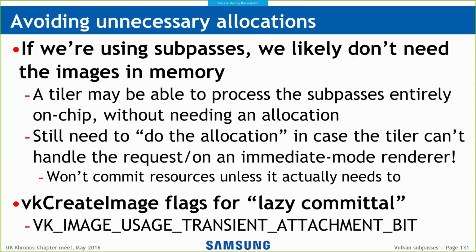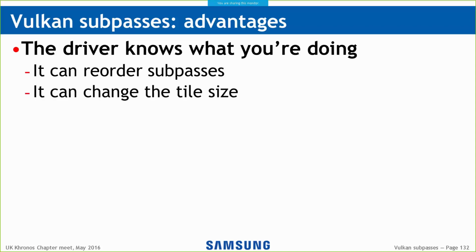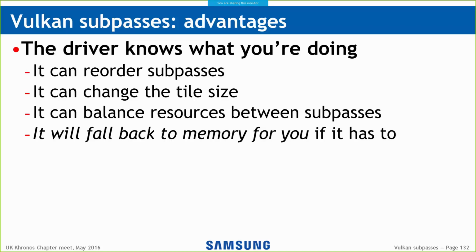So that's what subpasses are. The idea is that you've told the driver what you're about to do, so it can shuffle things around for execution order to try to make sure that the operations happen efficiently and it makes the best use of on-chip memory. I'm guessing here you could potentially mess with the tile size in order to work out how much memory is needed for the intermediate buffers you've got. You can do some resource balancing. Most important thing is it will fall back rather than you having to worry about this.